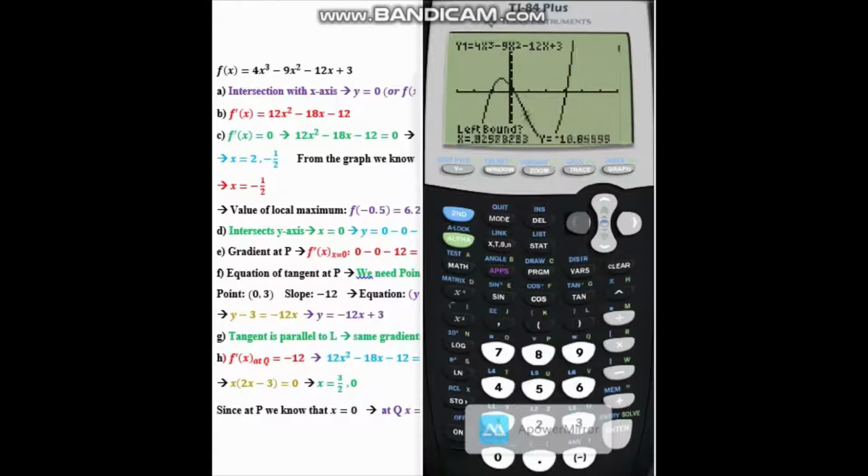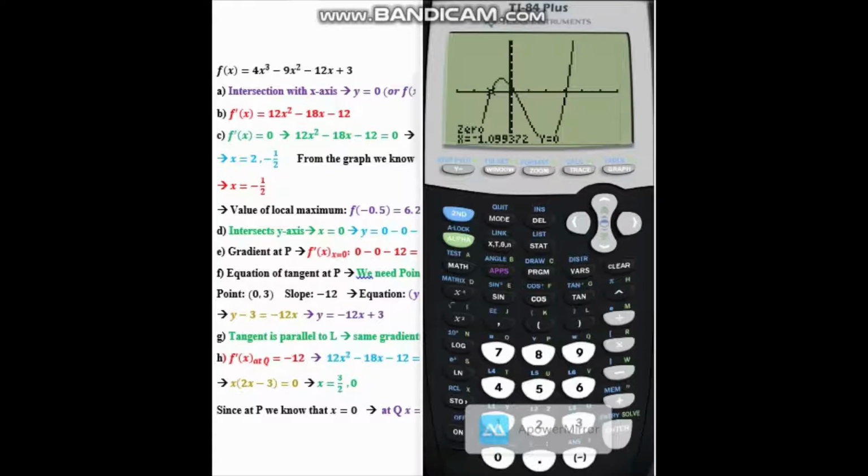So the first point is right there. I need to provide a left bound and a right bound and a guess. So the first 0 exists at negative 1.099 or just negative 1.10. This is the 3 significant figure equivalent of this number.